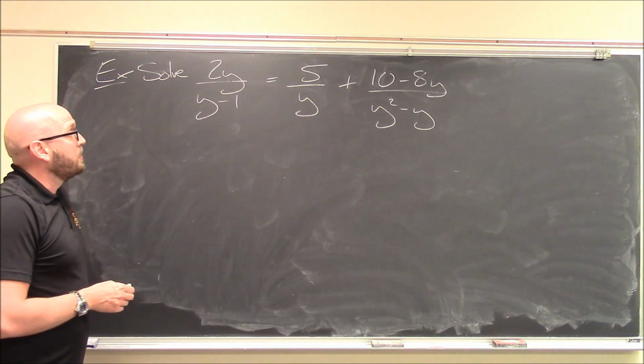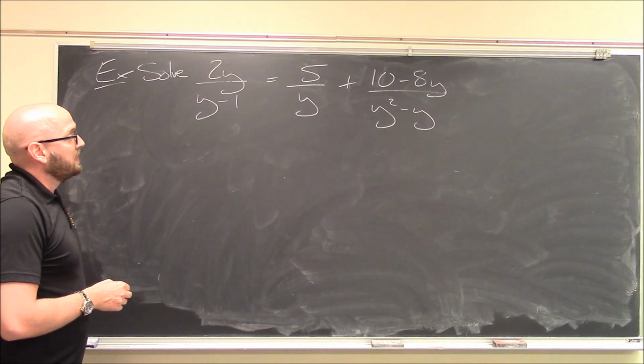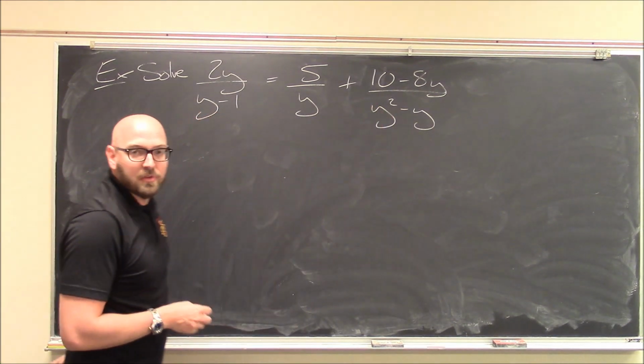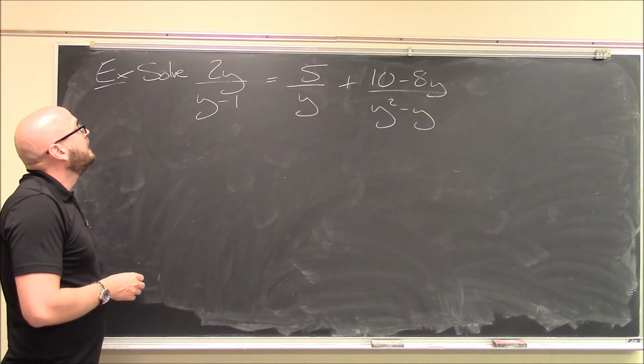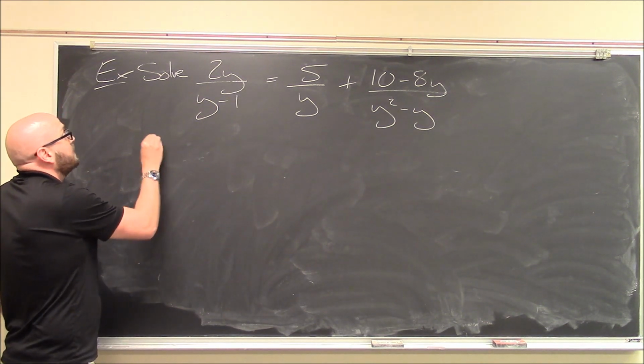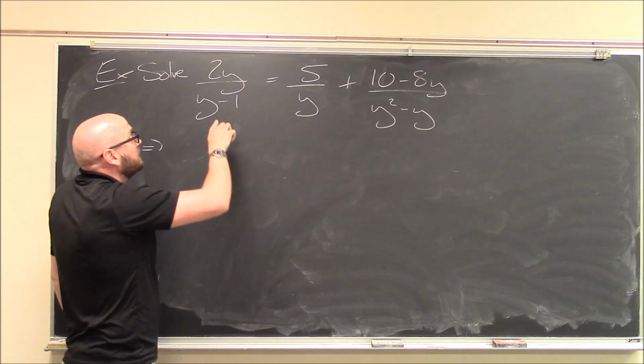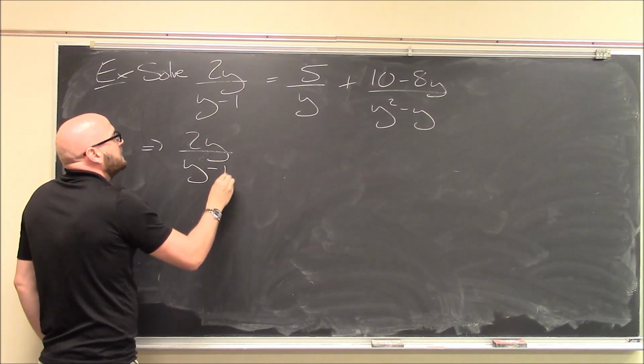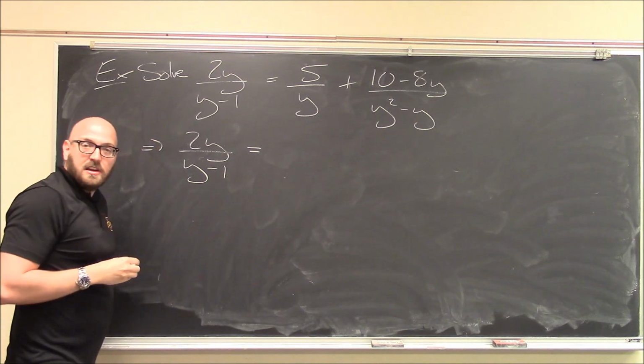And so actually quite a bit more complicated than the example we just did, because it involves this y squared term, so I've got quadratic stuff going on. But we'll use the exact same algorithm. Combine both sides into a single fraction. Well, the left-hand side is already a single fraction, so nothing that I need to do there.